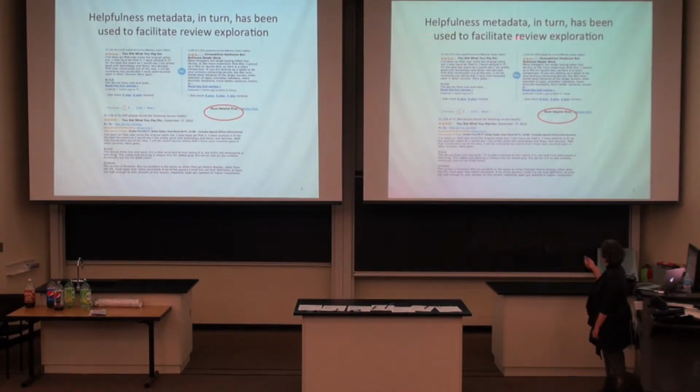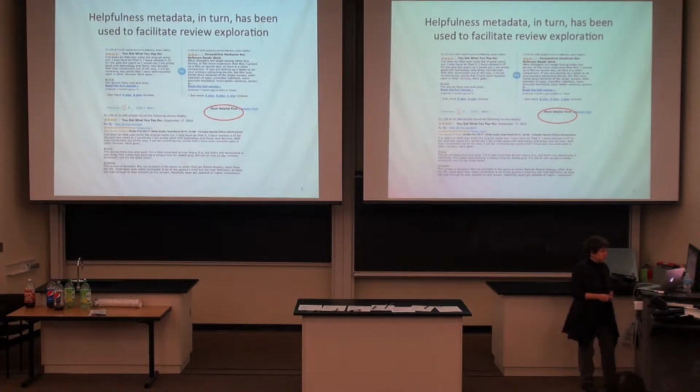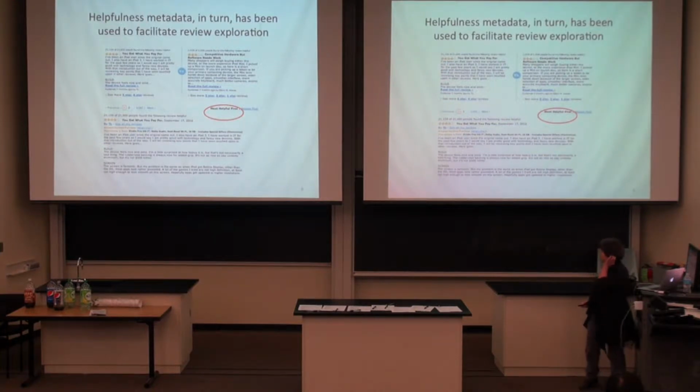If you're looking at reviews, here's something talking about iPods, iPads and things. Here is the list of reviews. You can order them chronologically, which is kind of the default ordering, but now that we have this helpfulness information, some sites let you reorder them in terms of helpfulness. That's one very simple way to use it. But even though it's reordered, if you wanted to be comprehensive, you'd still have to read lots of things.